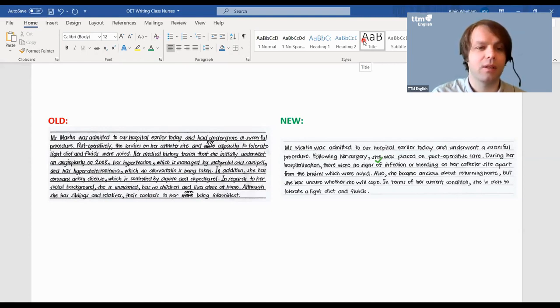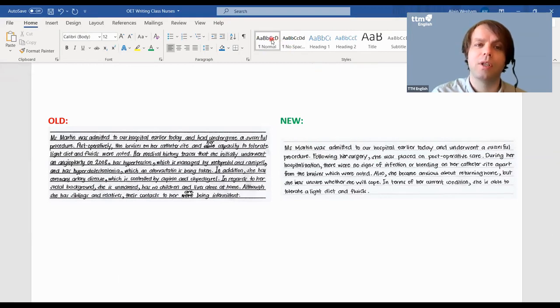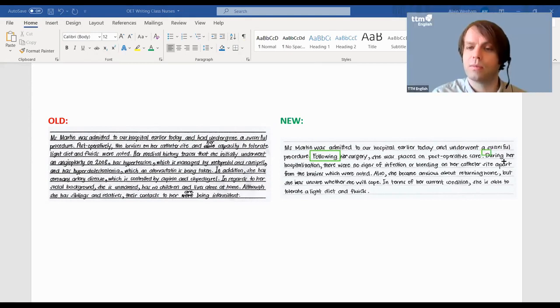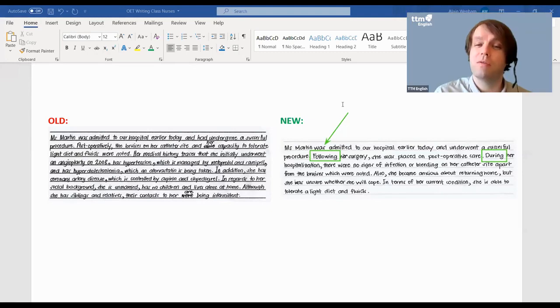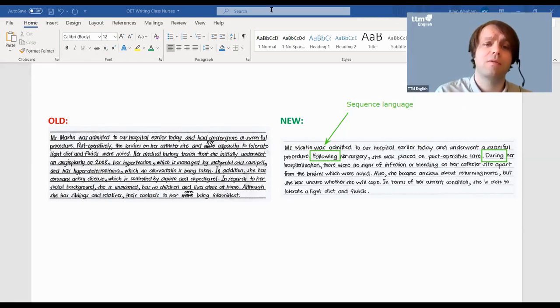So, Jimmy, are you there? I want to put your microphone on. The new one? The new one is better, but why? There's probably two reasons why. What does the new one have? It has sequencing. And it also has during, a duration phrase. Right? So it has some nice language. Is this a duration phrase or sequence? Sequence. Right, so it has some sequence language here. And it also has a duration phrase.